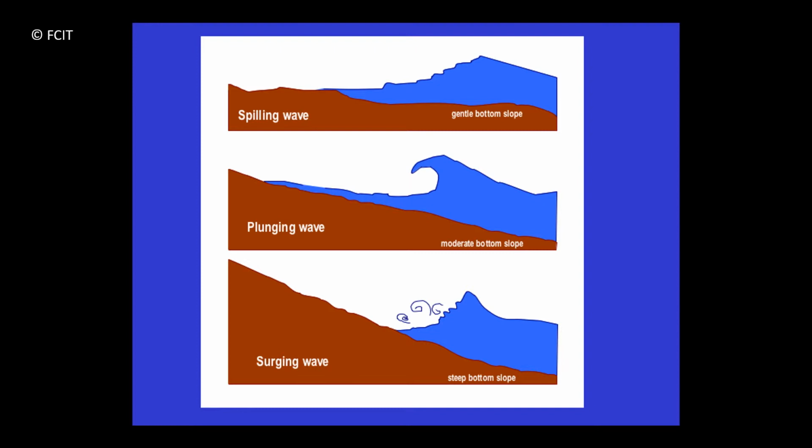The final type of wave, a surging wave, occurs when the seabed leading up to the coast is very steep, and as a result the waves do not actually break, and instead most of the wave's energy is reflected back out to sea.